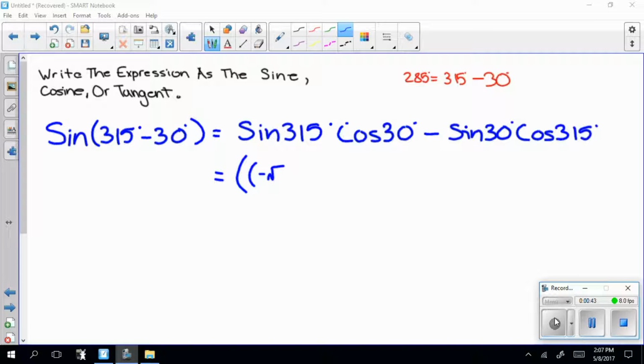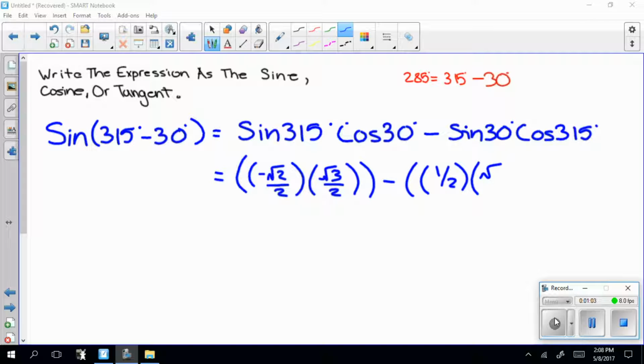Sine of 315 degrees is equivalent to the negative square root of 2 over 2. Cosine of 30 degrees is equivalent to the square root of 3 over 2. Sine of 30 degrees is equivalent to 1/2. Cosine of 315 degrees is equivalent to the square root of 2 over 2.